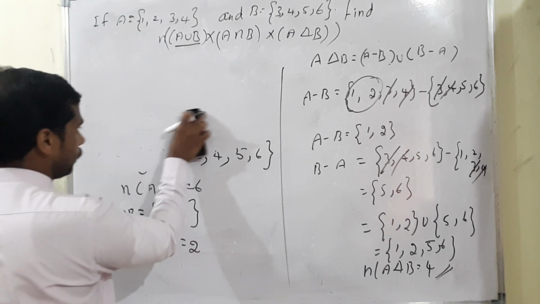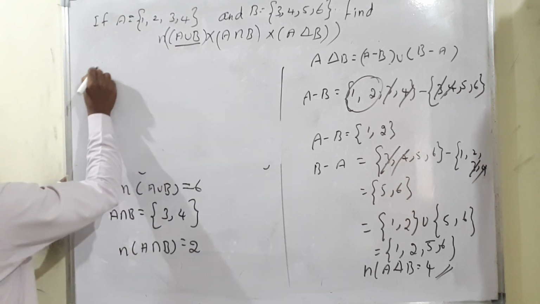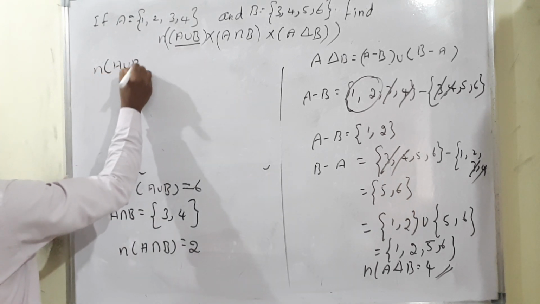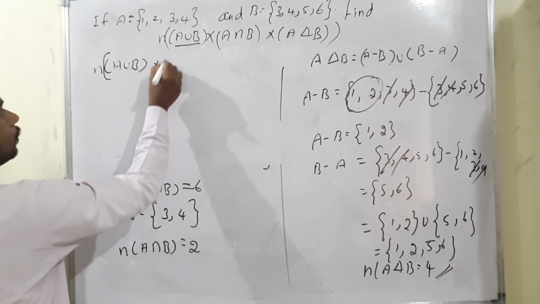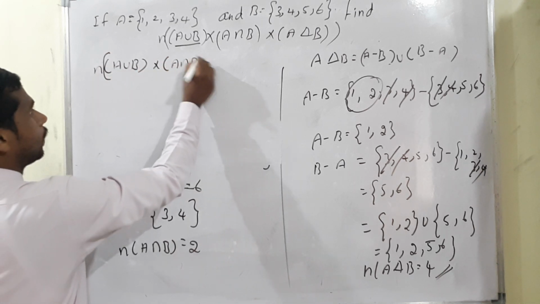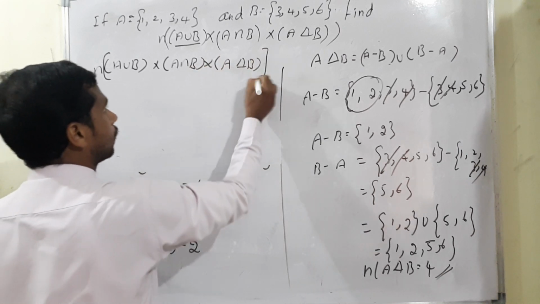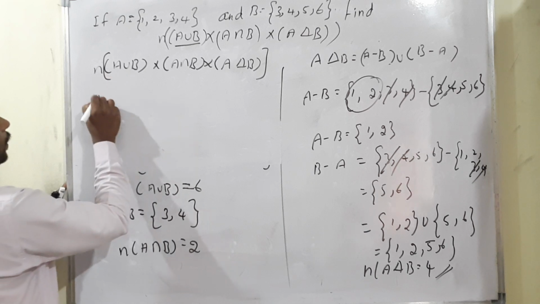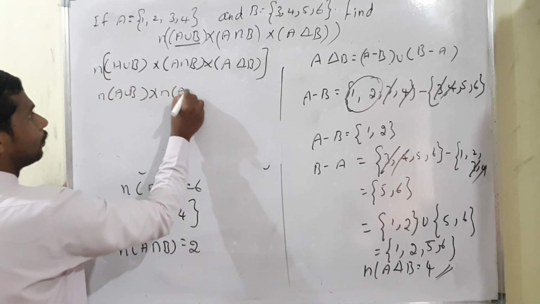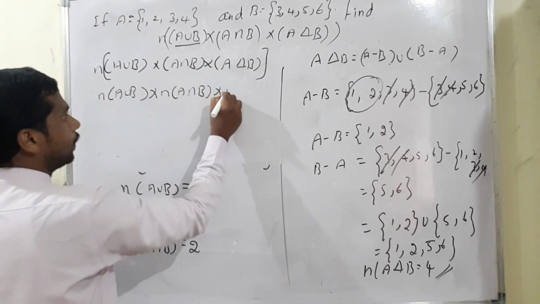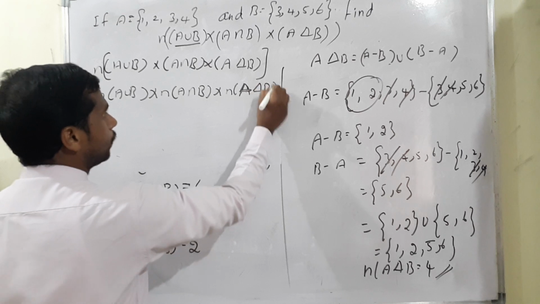What's the value? Number of A union B into A intersection B into A symmetric B. Each and every time, into means multiplication: number of A union B into number of A intersection B into number of A symmetric B.